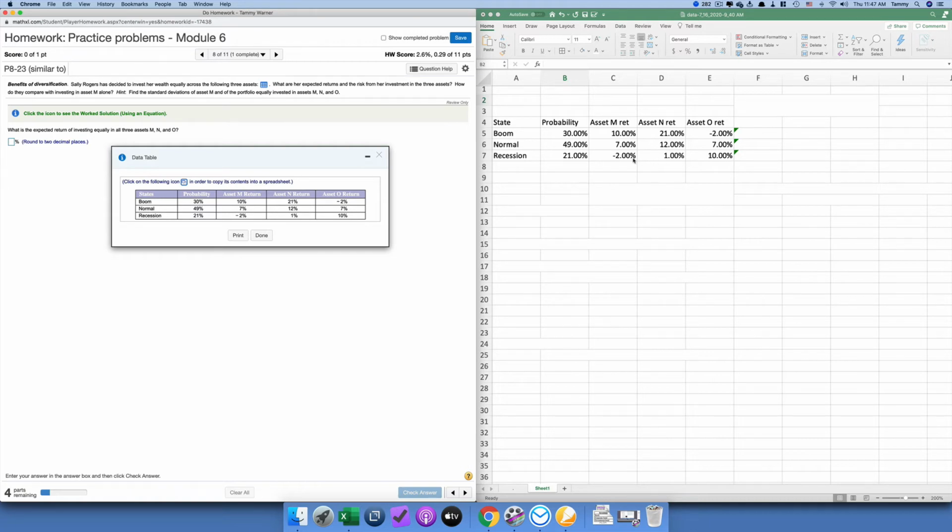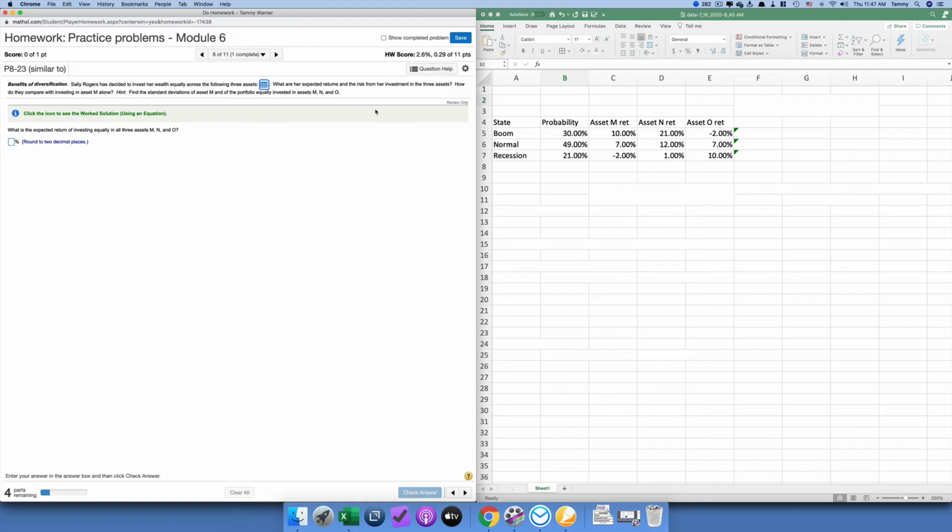And so I've gone ahead and copied this over into Excel for you. You're going to want to do that, right? And so what we need to do is figure out what are the expected returns and the risk from her investment in the 3 assets, in a portfolio, and how do they compare with investing in asset M alone. So they're giving us a little hint, they're saying find the standard deviations of asset M and of the portfolio equally invested in assets M, N, and O, right?